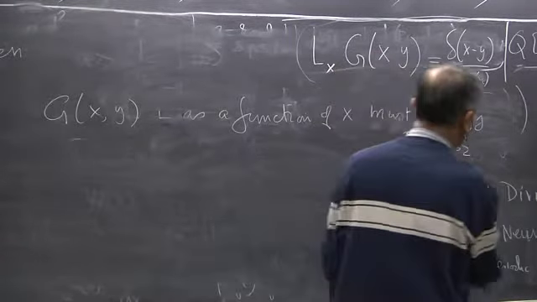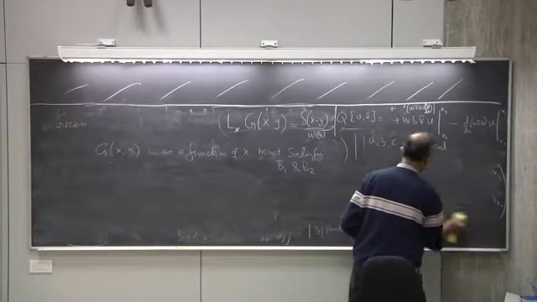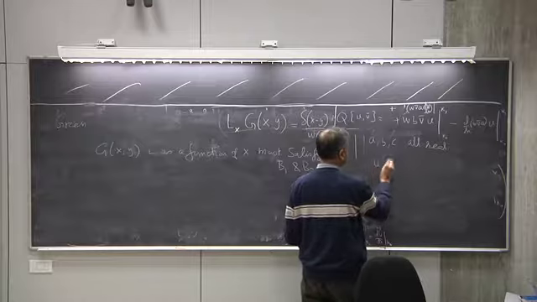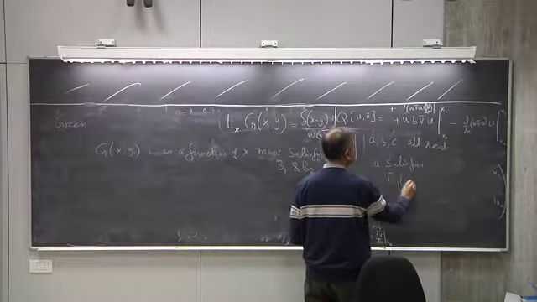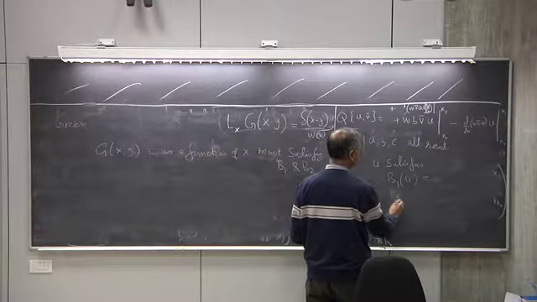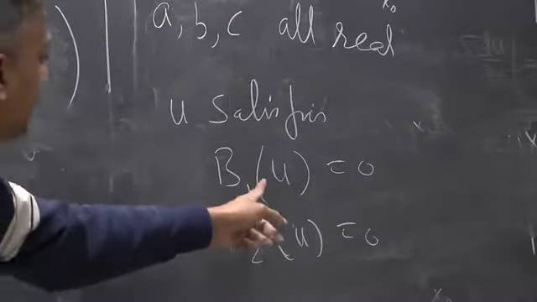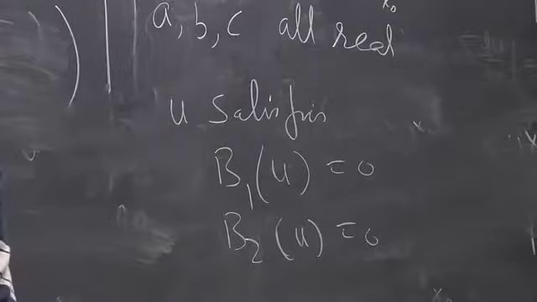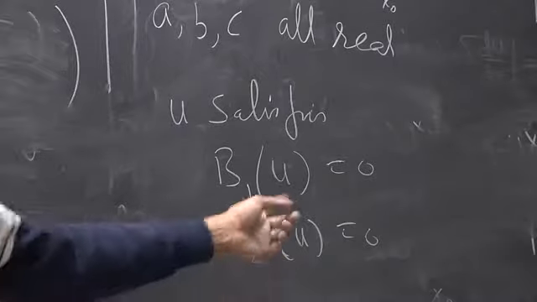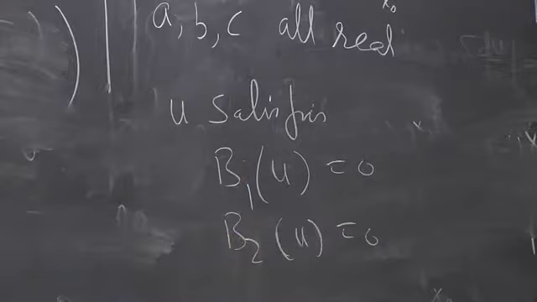So my notation is that U satisfies the boundary conditions B1 U equal to 0 and B2 U equal to 0. Of course, this B1 has four terms: U at x1, U at x0, du by dx at x1, du by dx at x0. But anyway, it depends linearly on U. It's a linear boundary condition.